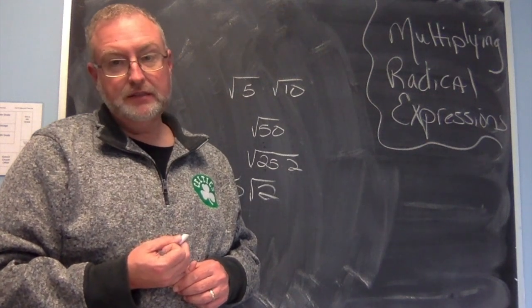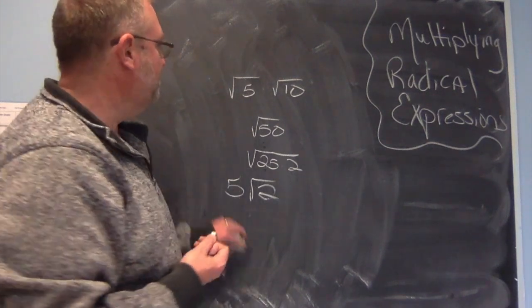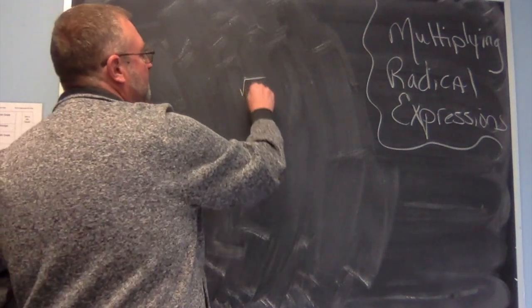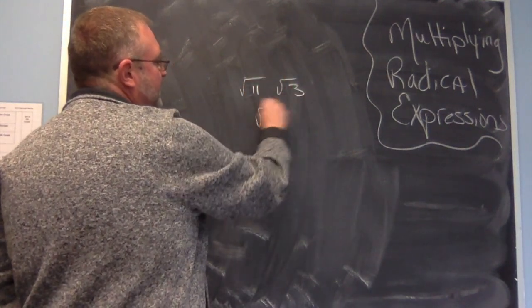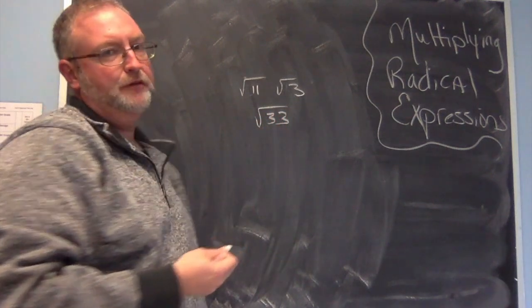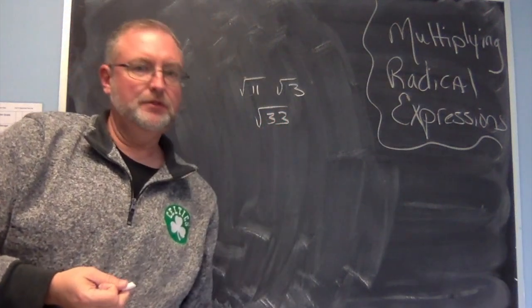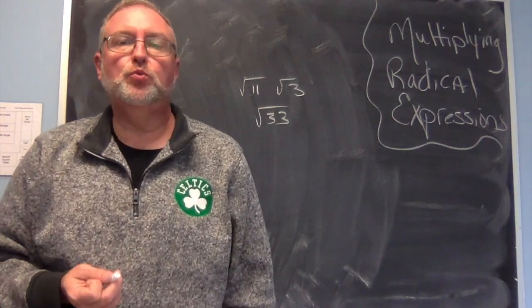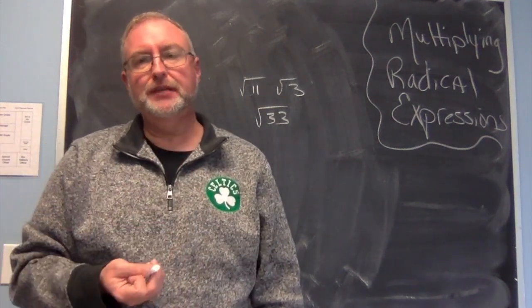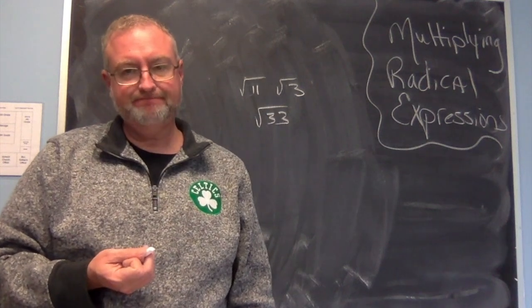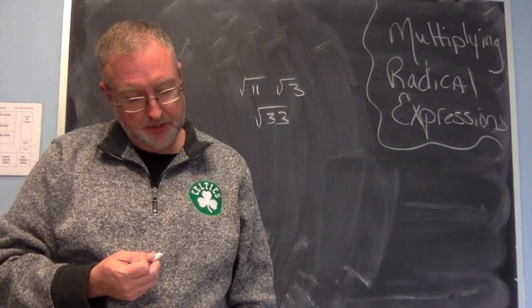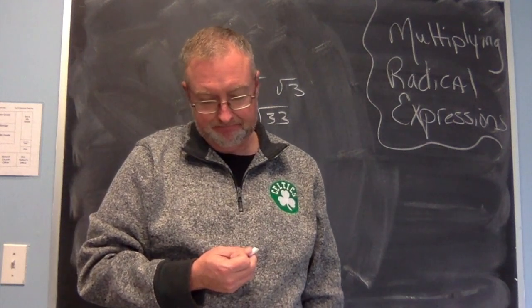Number 5, the square root of 11 times the square root of 3. 11 times 3 is 33. Is there a perfect square in 33? 1 times 33, 3 times 11. That's it, so none of those are perfect squares, and the answer is the square root of 33. These are too easy. Let's go down to number 8.